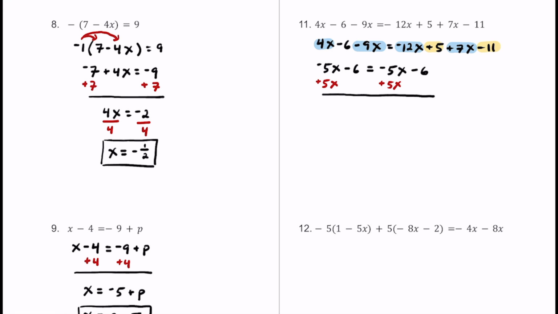Now, to go ahead and simplify it a little more though, what we typically do is just add the x terms to both sides.